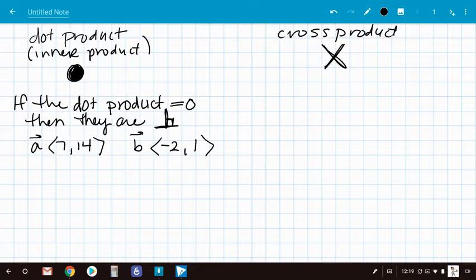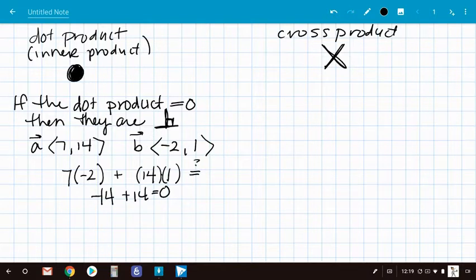So it's pretty easy. You take the first two numbers, multiply them to the second two numbers. What does that equal? You're trying to decide if it equals 0. Negative 14 plus 14 equals 0. So this means vector A is perpendicular to vector B.